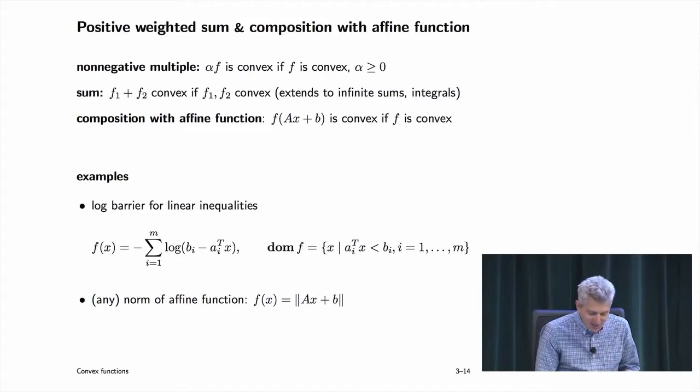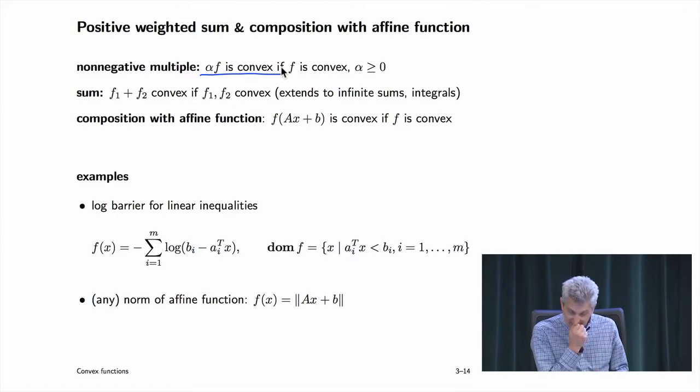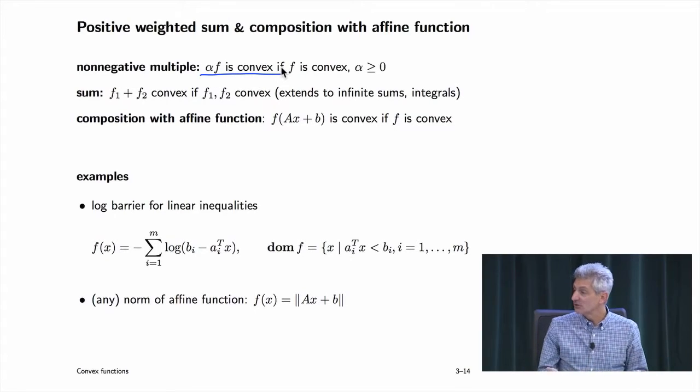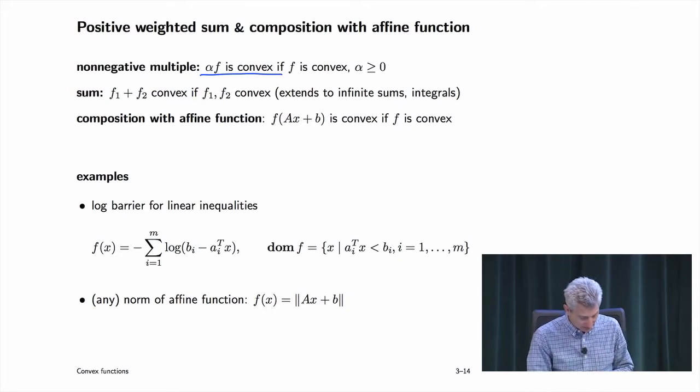I mean, positive weighted sum and composition with an affine function. So non-negative multiple, I mean, these are kind of obvious. By the way, these things do have to be shown, right? So somebody should show them, or you should show them, or something. I'm certainly not going to do it here. Sum, right? So if you add two convex functions, it's convex. I mean, it's kind of obvious. Composition with an affine function: if you precompose a convex function with an affine function, the result is convex, right? Same for concave.